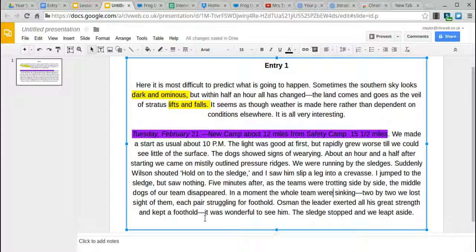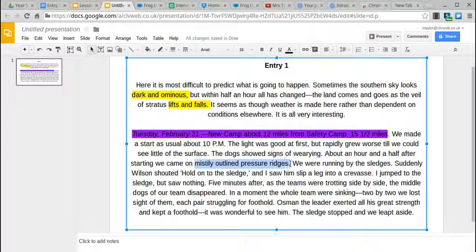We made a start as usual at about 10 p.m. The light was good at first, but rapidly grew worse till we could see little of the surface. The dogs showed signs of wearying. About half an hour later, after starting, we came on mistily outlined pressure ridges.